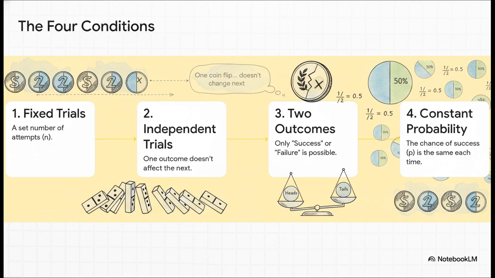1, you need a fixed number of trials. Think flipping a coin exactly 10 times, not just whenever you feel like it. 2, each of those trials has to be independent. My first coin flip has no impact on my second one. 3, you can only have 2 outcomes, heads or tails, success or failure. And finally, number 4, the probability of success has to stay the same every single time. For a fair coin, that's always going to be 50-50 on the first flip, the 5th flip, and the last flip.